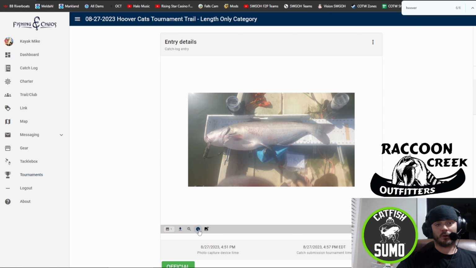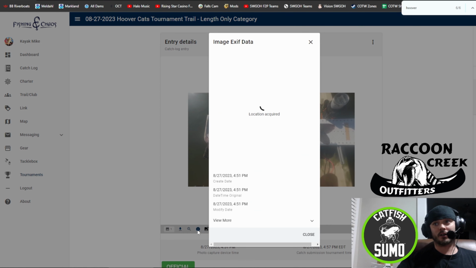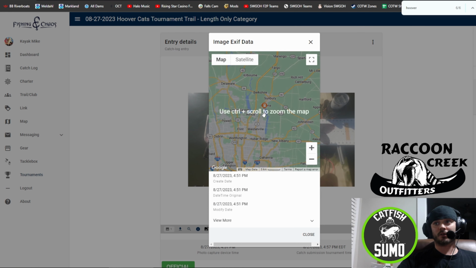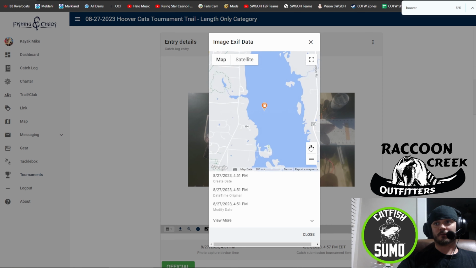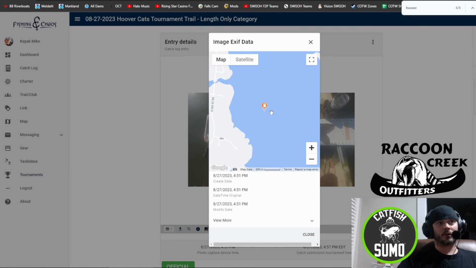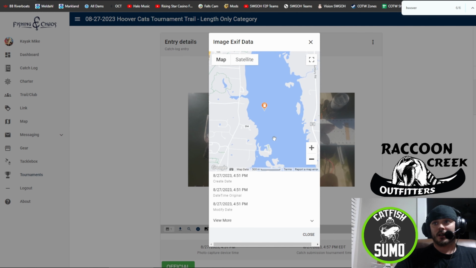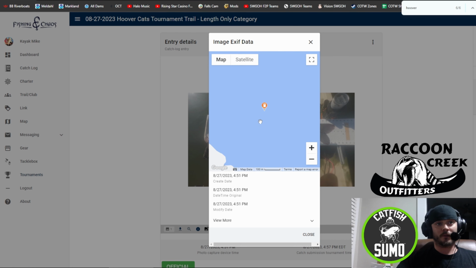Right here, this little eye, this is your EXIF data. This is where you took the photo. So if I click on here and I zoom in, this is where I took the photo. And I don't care. Guys, when I drag Hoover, I drag in this general area every single time I go up. I don't care to show you my coordinates. Now, I ain't going to show you anyone else's, but my personal ones, I care less if you see them. So this is where I took the photo.